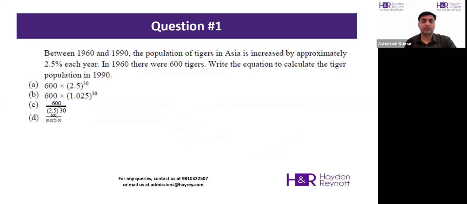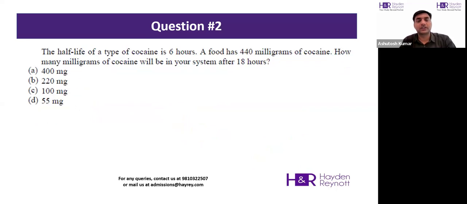When we talk about the next question, which is: half-life of a type of cocaine is 6 hours. A food has 440 milligrams of cocaine. How many milligrams of cocaine will be in your system after 18 hours? So in the previous question, we had the percentage given, and then we used the first formula, 100 plus minus x over 100 to the power n. The second one is based on the multiplier formula, in which you have the multiplier given. You may ask, where is the multiplier then? So the multiplier is there in the first statement only.